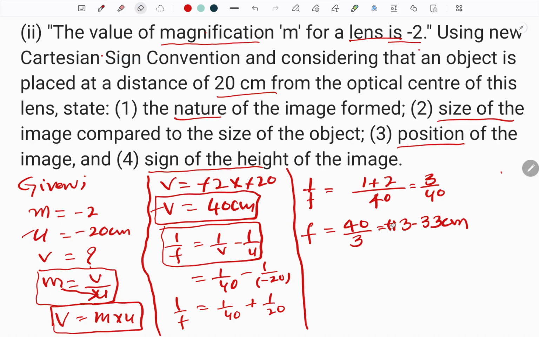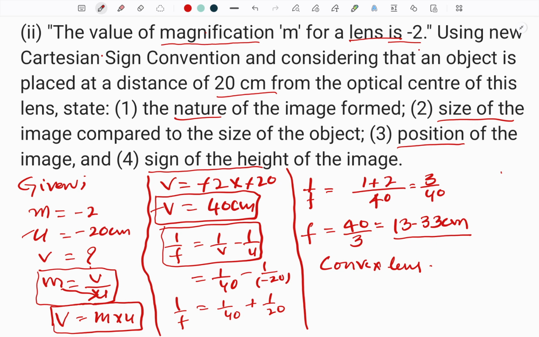Focal length is positive. Generally, which lens has positive focal length? Generally, concave lens has negative focal length, but for convex lens focal length is positive. With the help of this focal length sign convention, we can say that the lens given here is a convex lens.